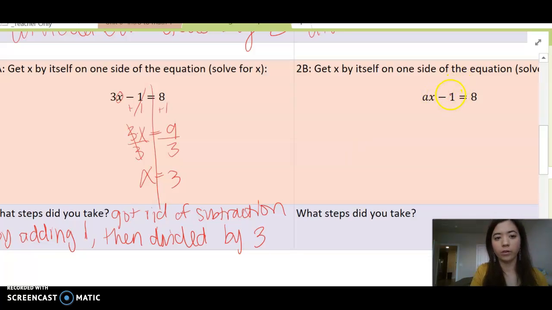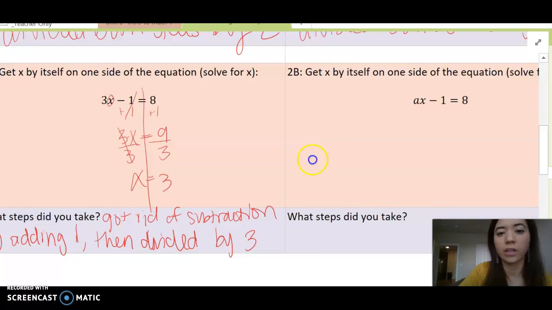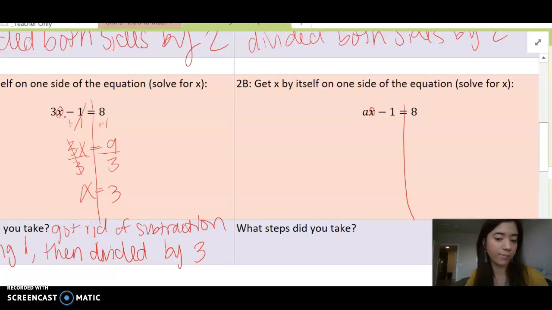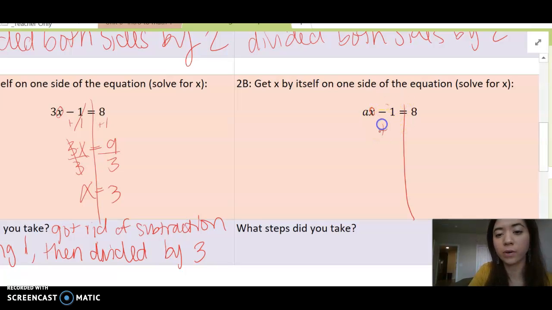Super similar. What do you notice that's different between this one and this one? Hopefully it's this a right here. Now, get x by itself. So it still wants us to solve for x. So we're solving for the same thing as last time. Again, I have to get rid of subtraction or addition first. So I'm going to get rid of this minus 1 by adding 1 to both sides. These cancel. Now I have ax equals 9.